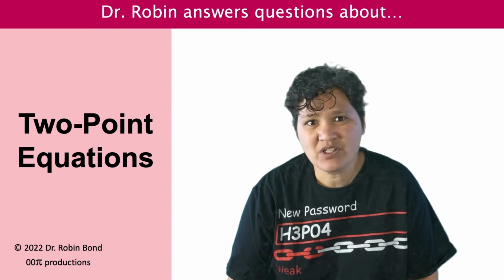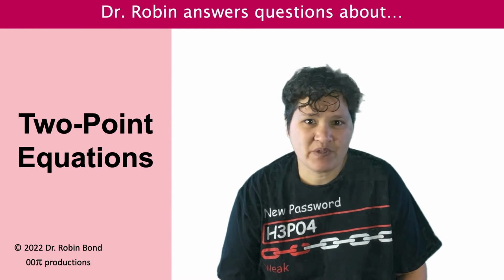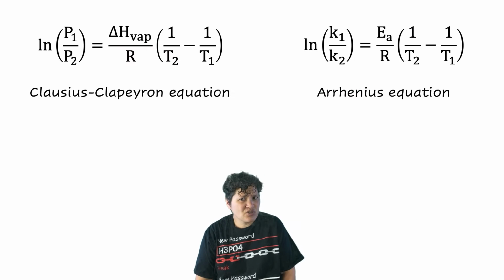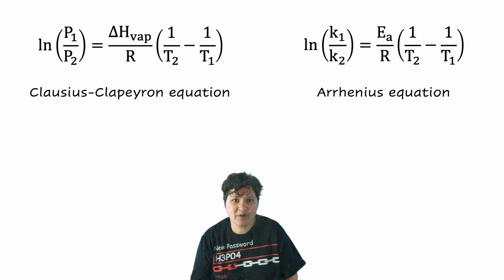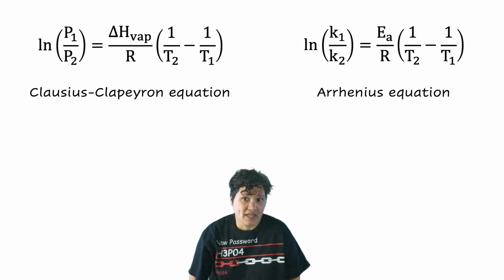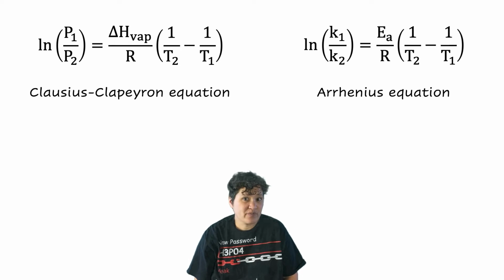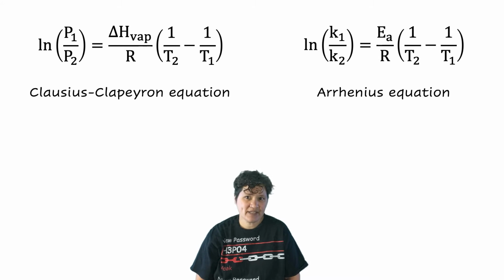What is a two-point equation, you ask? Well, it's an equation with a specific form. The two you're most likely to run into during Gen Chem are the Clausius-Clapeyron equation and the Arrhenius equation. In this video, I'm going to answer 3 commonly asked questions about two-point equations. Are you ready? Let's start with question number 1.